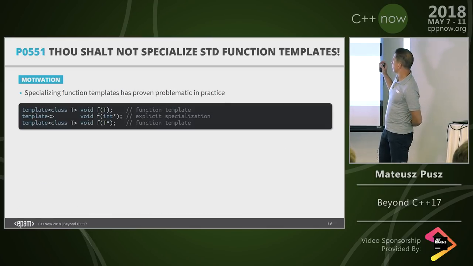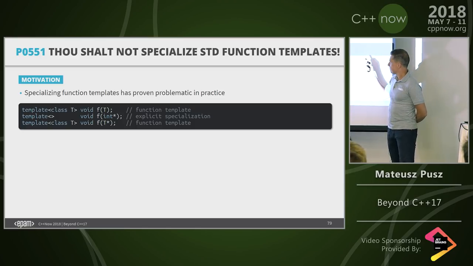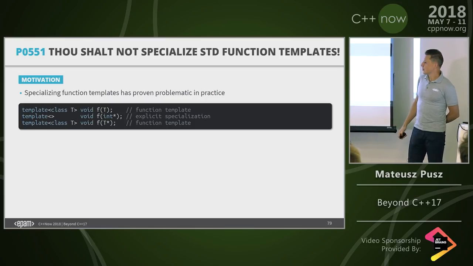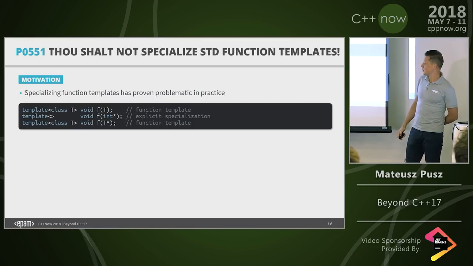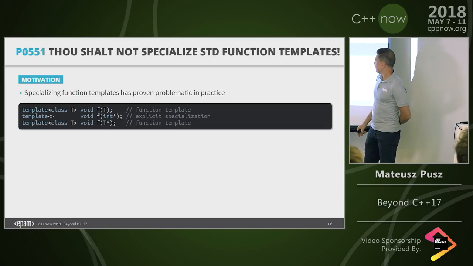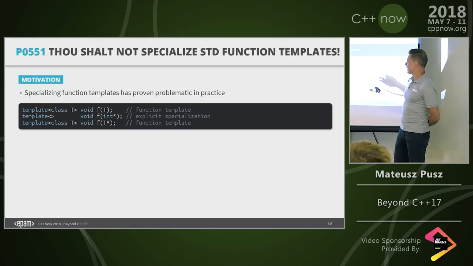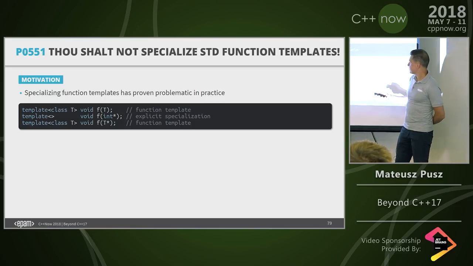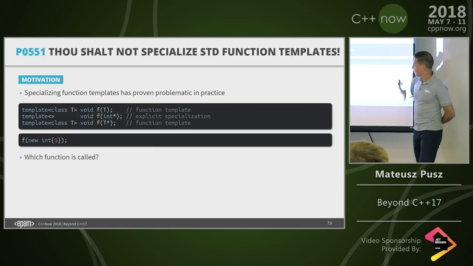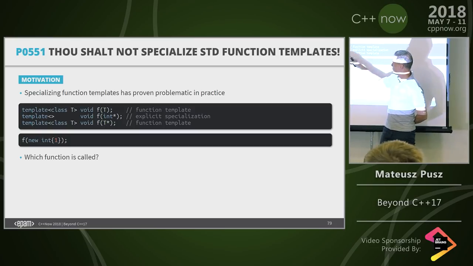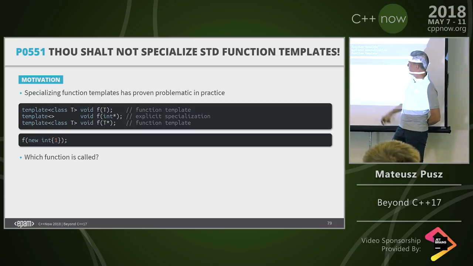Okay, another change is a thing that was discussed lately regarding the standard library promises that we would like to provide to our users. Basically, function template specializations are not easy to reason about. For example, in such code, or maybe in such instantiation, it's not easy to reason about which of these function templates and specializations will be run.